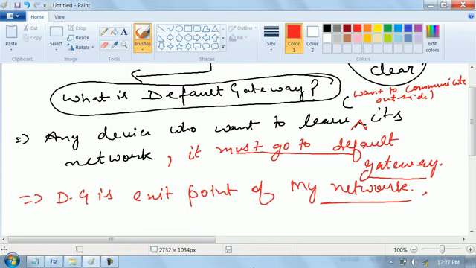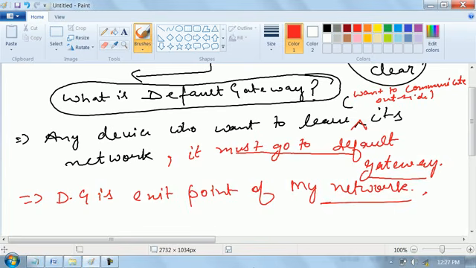First of all, I will take an example. All of us are in the same network. So this door is acting as an exit point for all of us. What do you mean by this? This door is our default gateway.